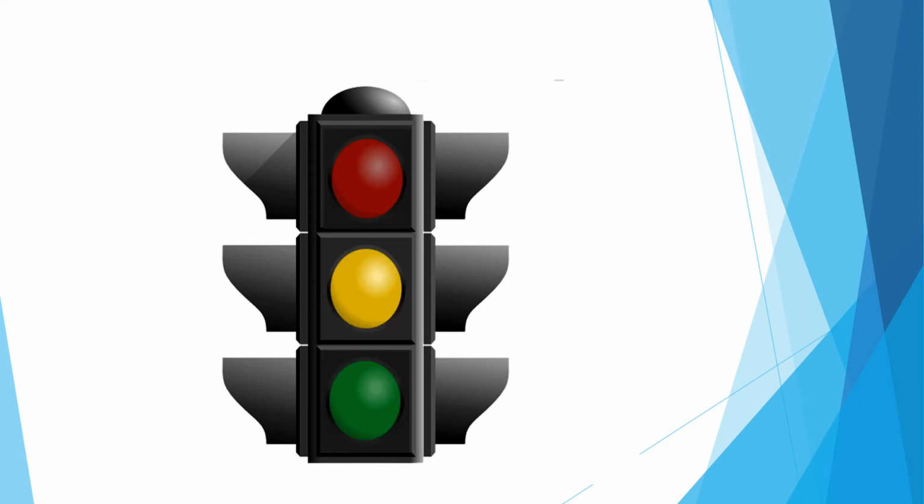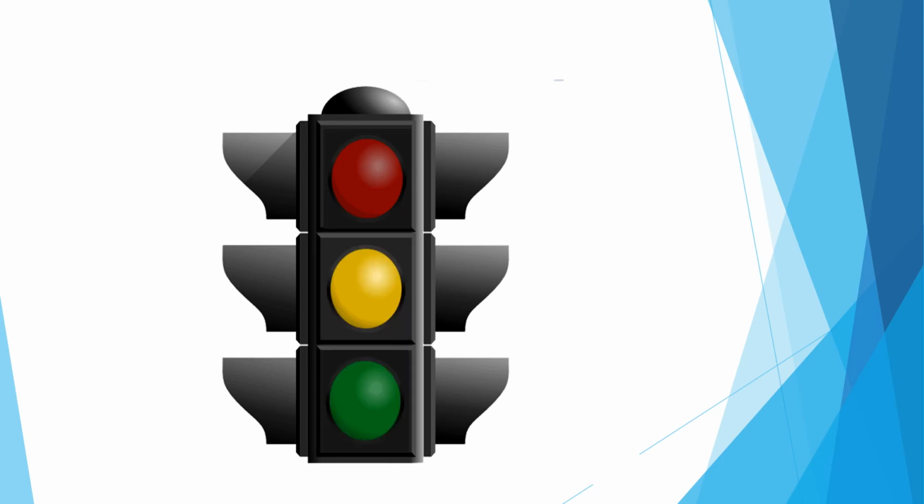Now you will tell me, which color indicates you to stop at one place and you will not cross the road when that color of light is on. Now tell me, which color of light is on and you will stop at one place and you will not cross the road? Yes, red color light.